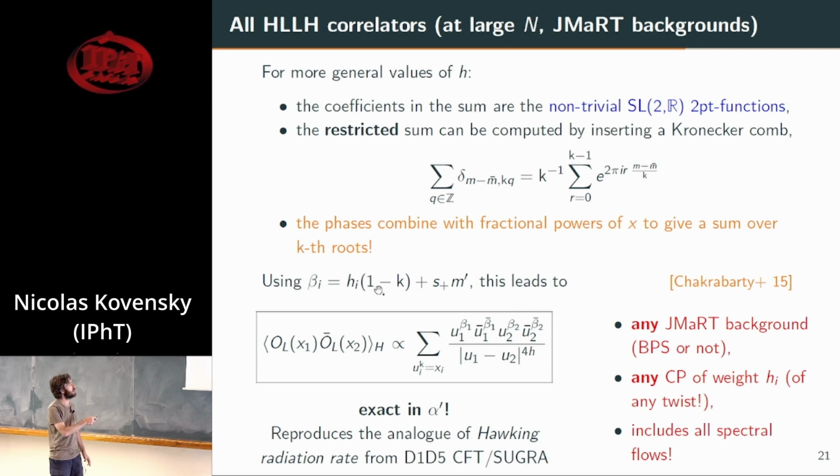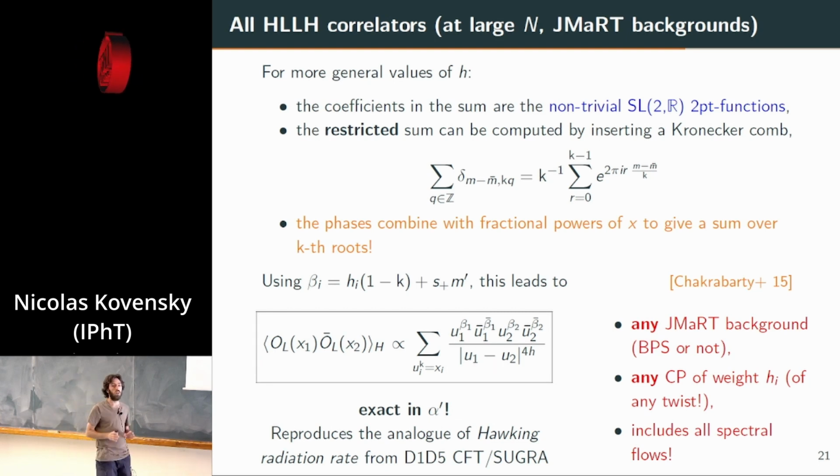These extra powers are defined in this way. And then instead of using x1 and x2, which are the insertion points, you use u1 and u2, which are the kth roots of those insertion points. And then when you have those kth roots, you sum over all the possible kth roots. And this here is a very, very compact way of writing any heavy-light two-point function, again, for any chiral primary light insertion in any of the J-Mart.